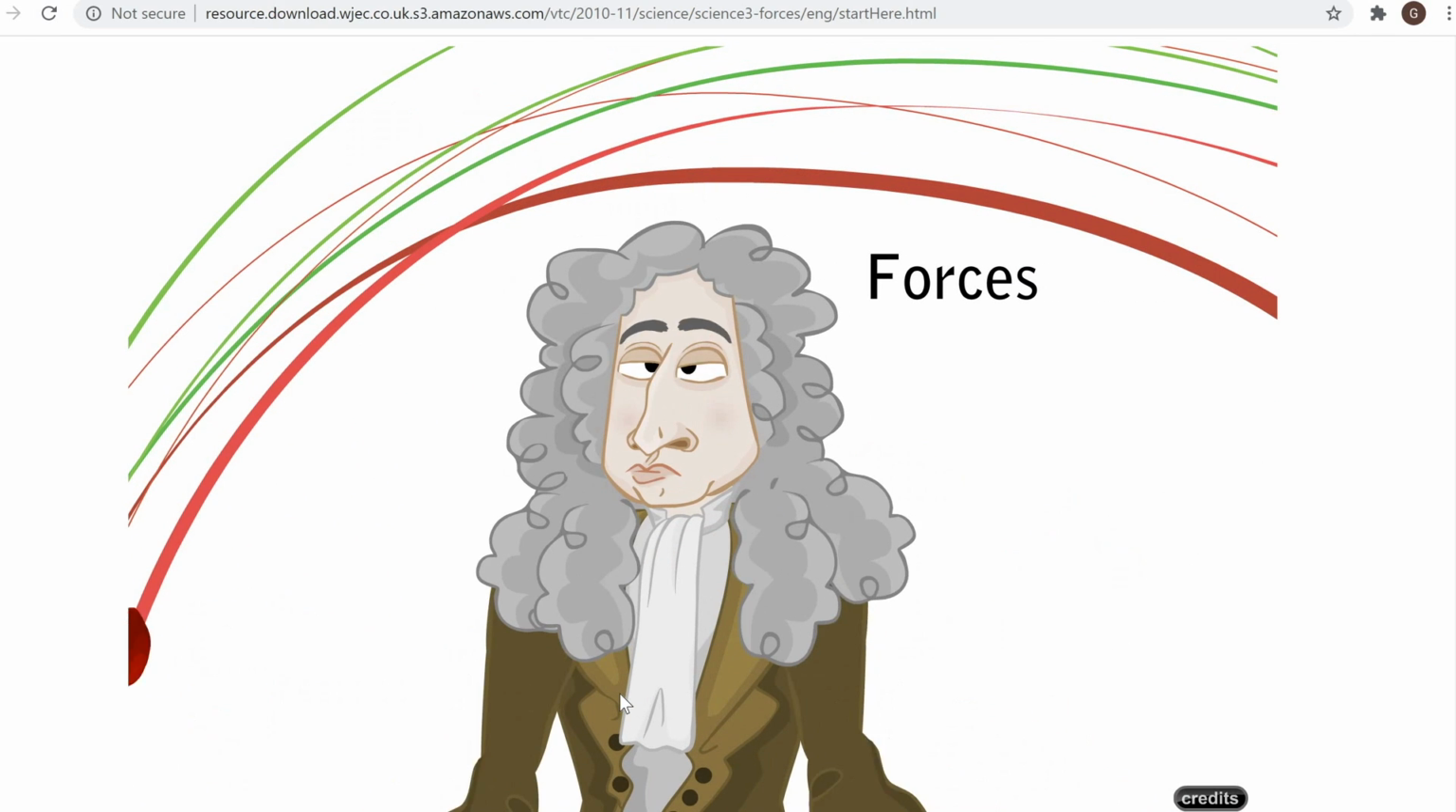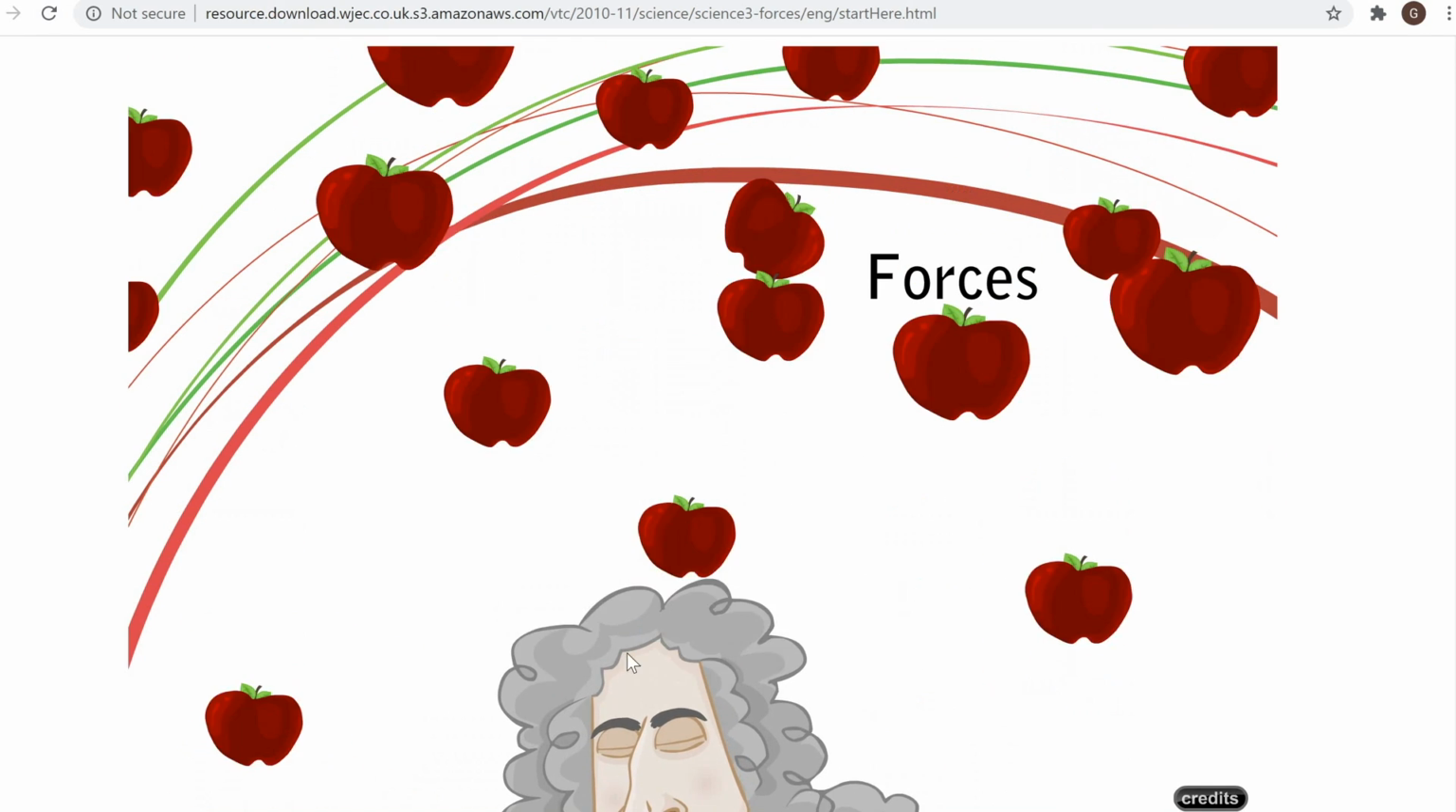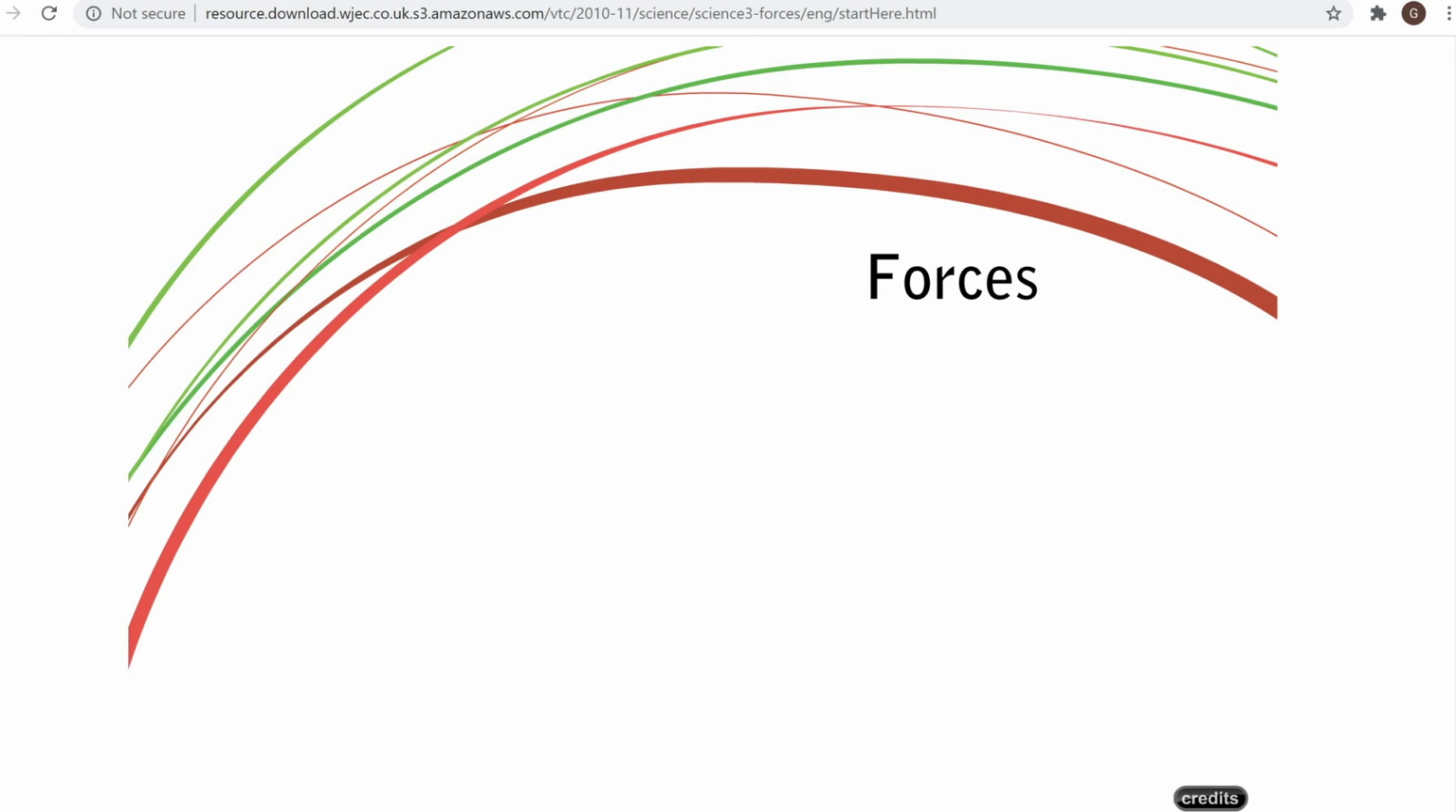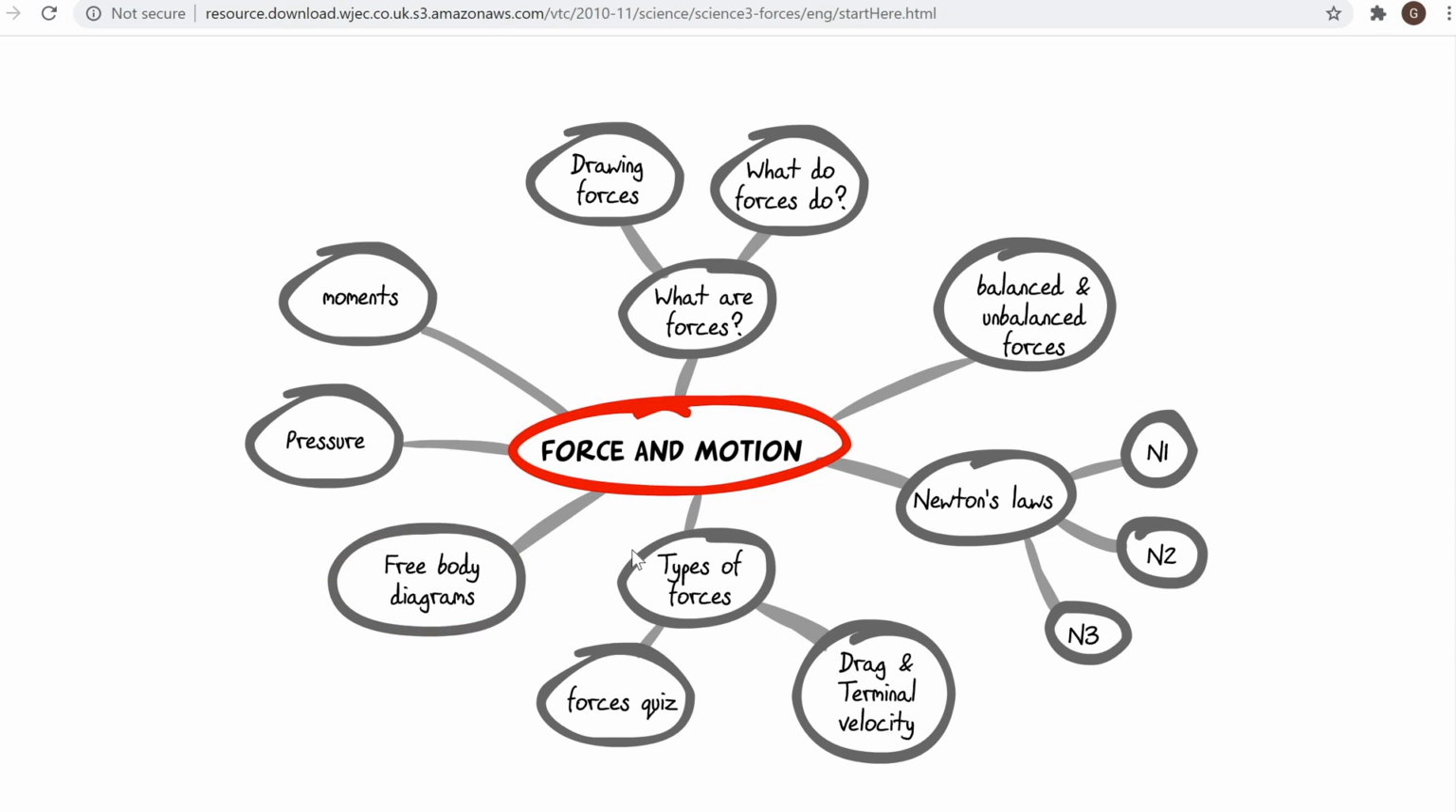Here he is, Sir Isaac Newton, a caricature of, and it's quite useful to go first of all to this mind map. And we've already learned about what forces are. We learned about balanced and unbalanced forces. Newton's laws, that's where we are at the moment, and we will be going on to terminal velocity in next lesson. Only triple science pupils need to learn about pressure and moment. So let's go back to today.